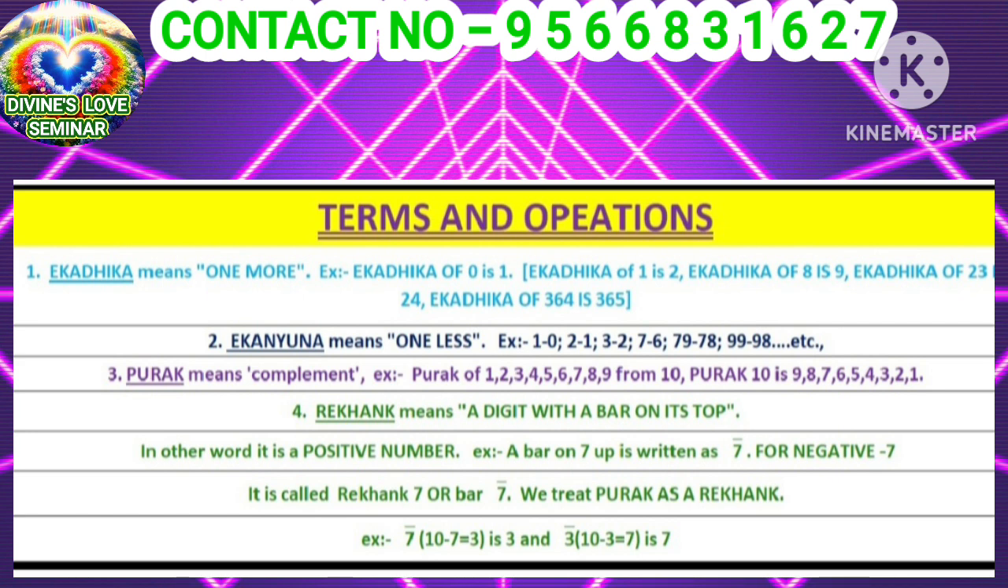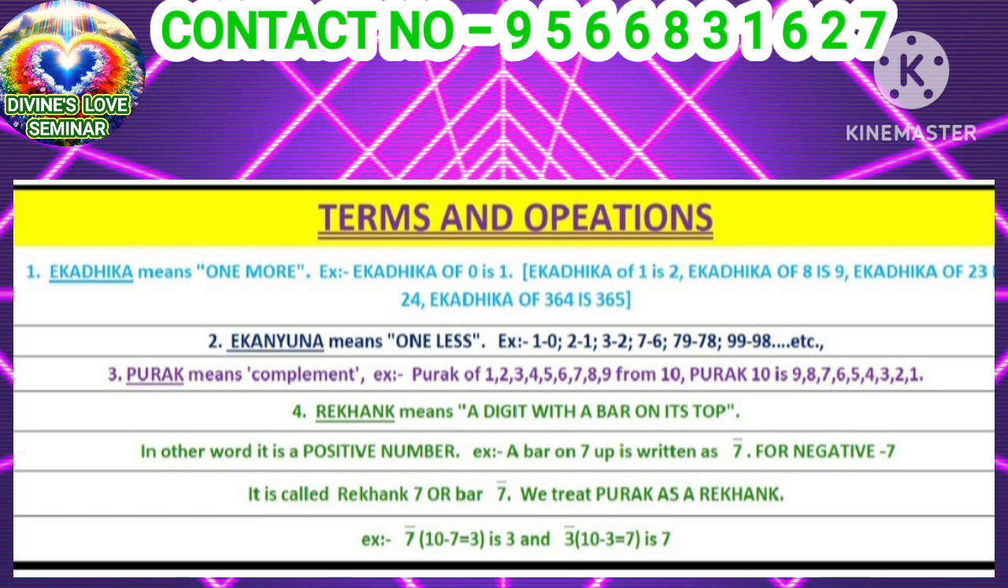From this, we can understand the Vedic mathematics future formulas. First term is Ekadhika. Ekadhika means one more. Example, Ekadhika of 0 is 1. Ekadhika of 1 is 2. Ekadhika of 8 is 9. Ekadhika of 23 is 24. Ekadhika of 364 is 365.